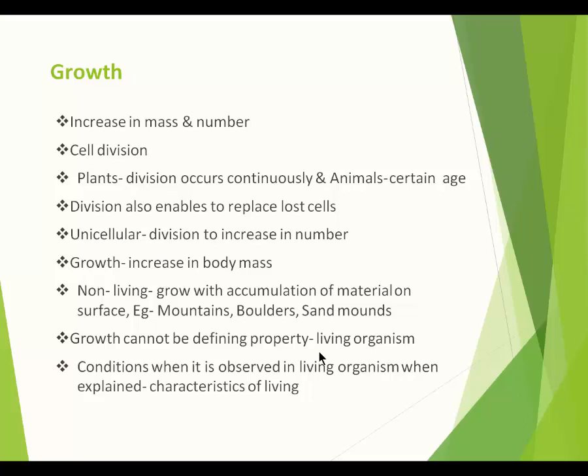Now what is growth? Growth is the increase in mass and number. Growth occurs due to cellular division. Plant cells and animal cells both show cellular division, but plant cells show continuous cell division while animals show it only up to a certain age. Like if I take the example of our bone cells, they will only increase up to the age of 15 to 18. After that, the bone growth totally ceases.